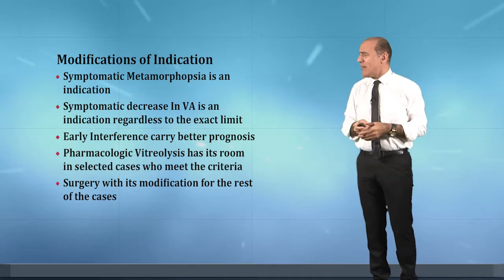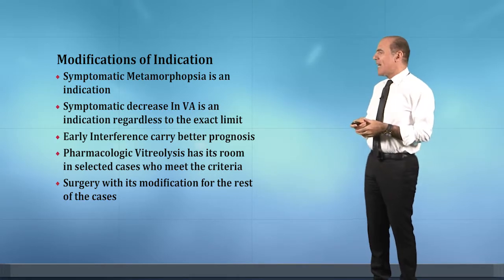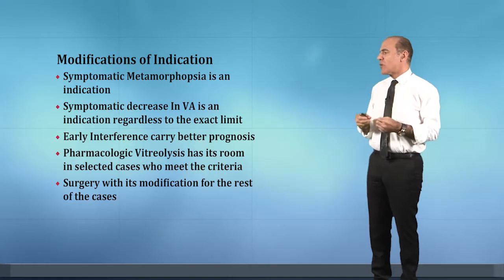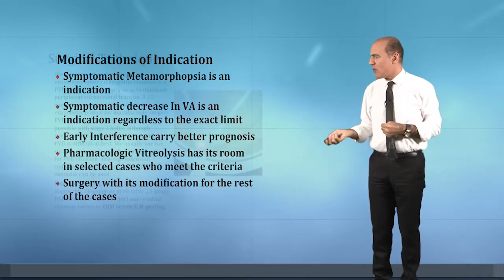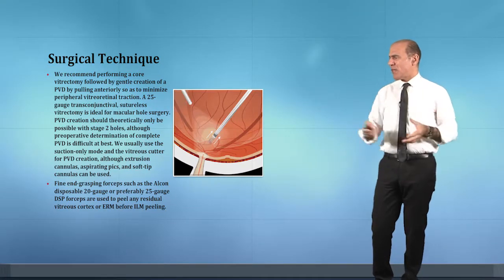Early intervention also carries a better prognosis, and of course pharmacologic vitreolysis has its room in selected cases who meet the criteria, and surgery with its modifications for the rest of the cases. What is the surgical technique? It's simple. I just put it here for enumeration.